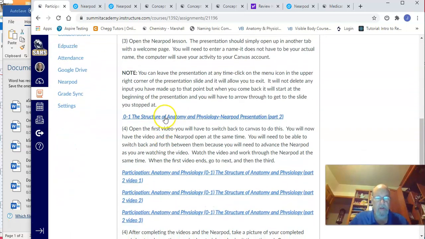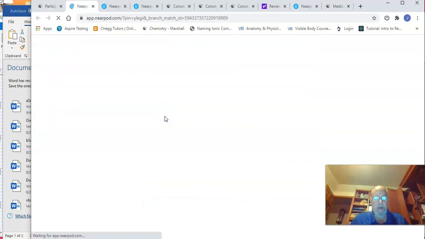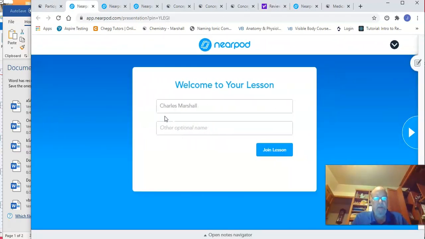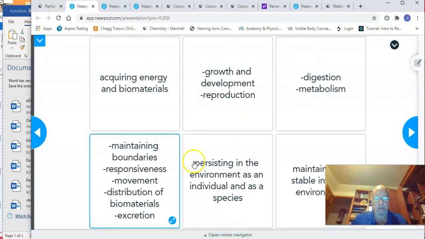And then hopefully you've also clicked on the Nearpod and started the Nearpod, so you can watch the video and do the Nearpod at the same time. You can just flip back and forth, right? You're going to have both the video and the Nearpod up. And put your name in and join the lesson.